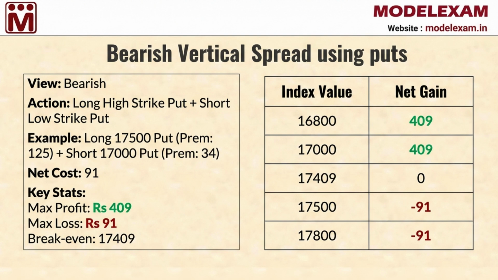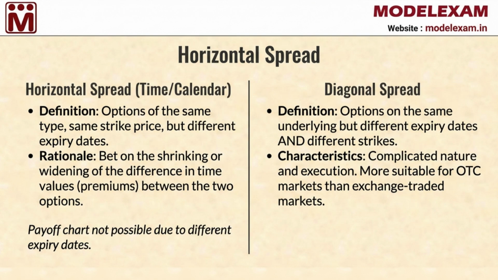Let's say you buy a 17,500 put for a premium of 125 and sell a 17,000 put for a premium of 34. This results in a net cost of 91. If the market drops significantly, you could see a maximum profit of 409, but if the market moves against you and rises, your risk is limited to a loss of 91. Your break-even point for this setup is 17,409.